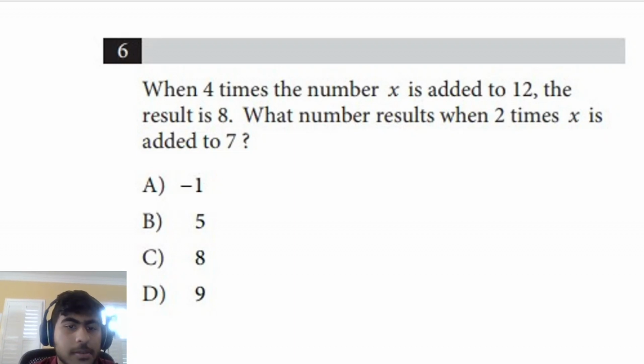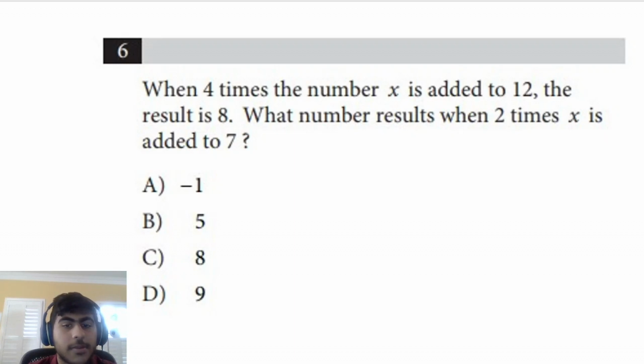Let's get on with it. Here we have number 6, and we're told that when 4 times the number x is added to 12, the result is 8. What number results when 2 times x is added to 7? Well, this is just an algebra problem, and we can write some equations to quantify what's going on.